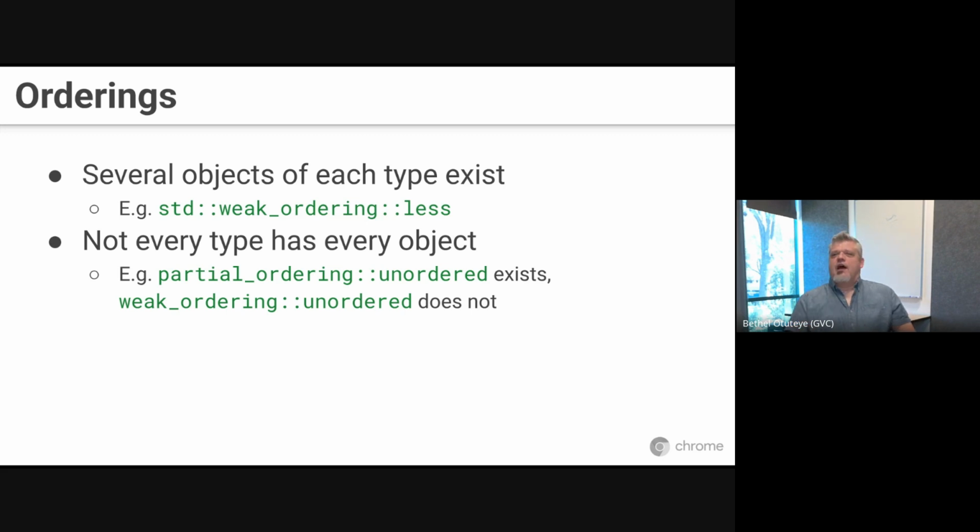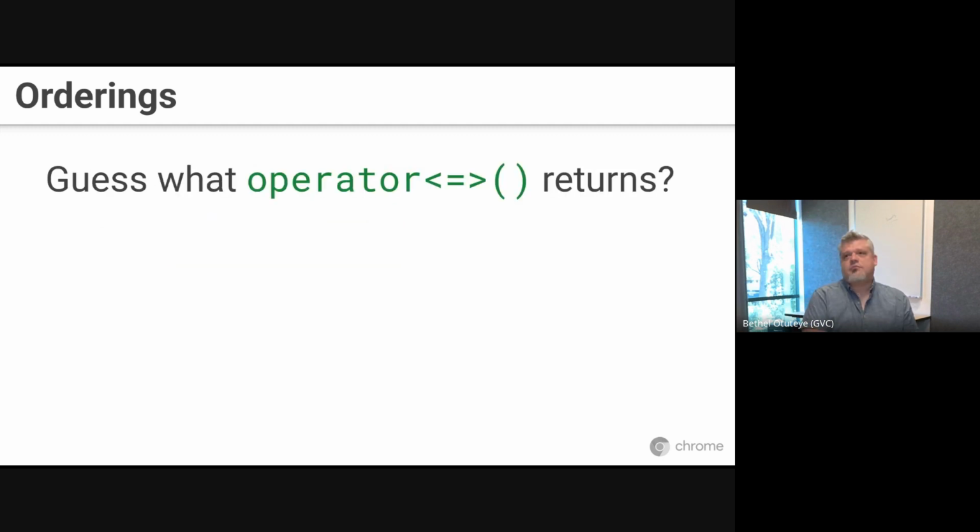Okay, this seems like we've gotten way off into the weeds with, like, I don't know, type theory or programming language design or math or something. Like, why have we spent all of this time talking about orderings and types and these instances and stuff? What good is it to have one of these instances? Well, what operator spaceship actually returns is an instance of an ordering type.